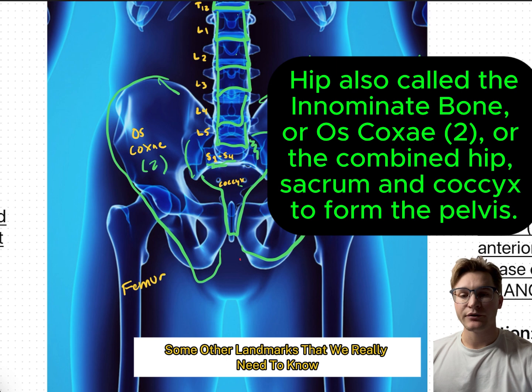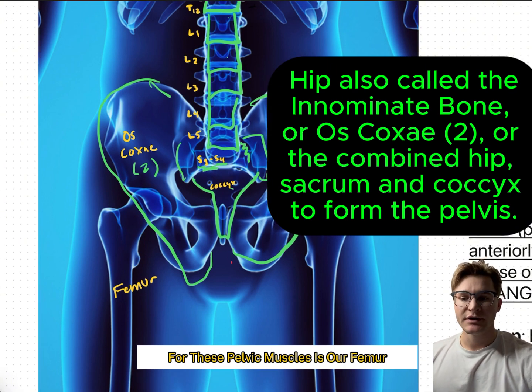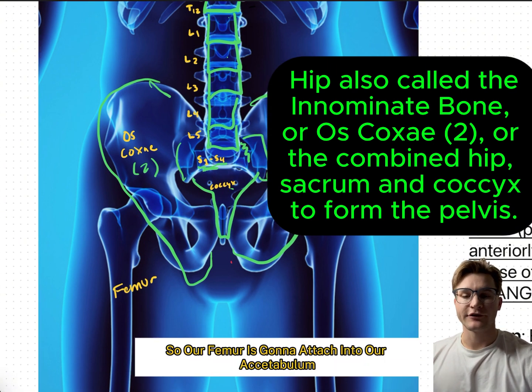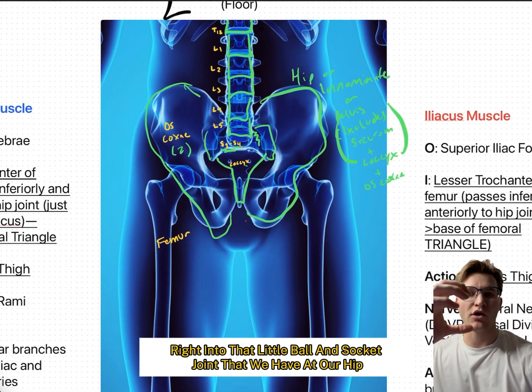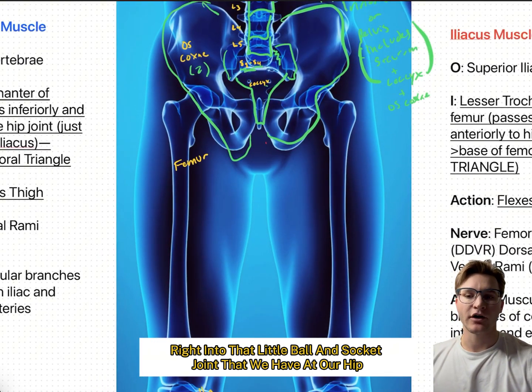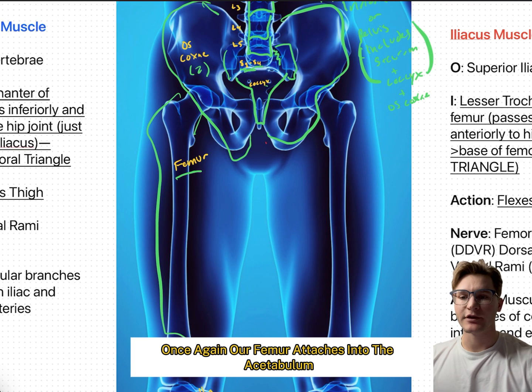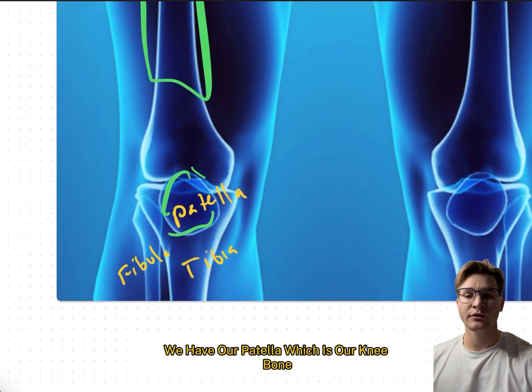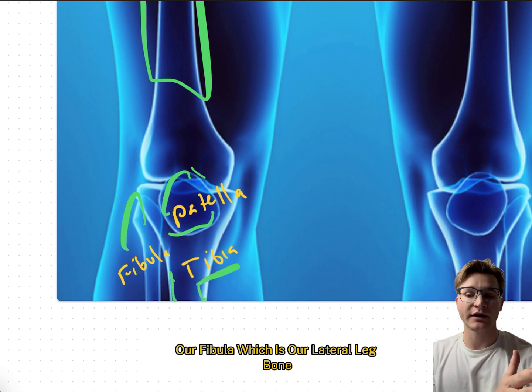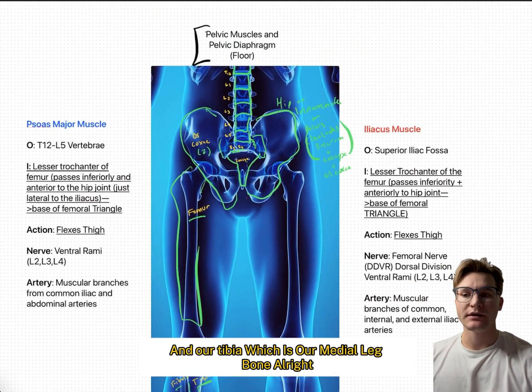Some other landmarks that we really need to know for these pelvic muscles is our femur. So our femur is going to attach into our acetabulum, and that is going to go right into that little ball and socket joint that we have at our hip. So once again, our femur attaches into the acetabulum. We have our patella, which is our knee bone, our fibula, which is our lateral leg bone, and our tibia, which is our medial leg bone.